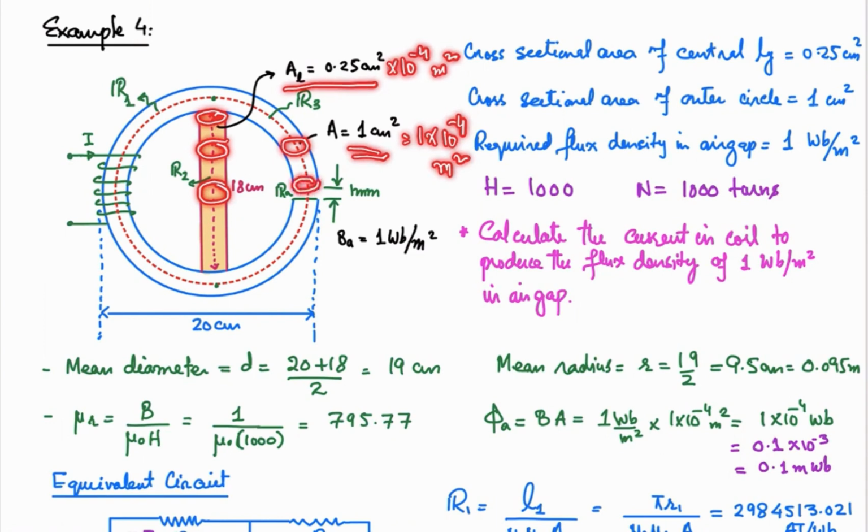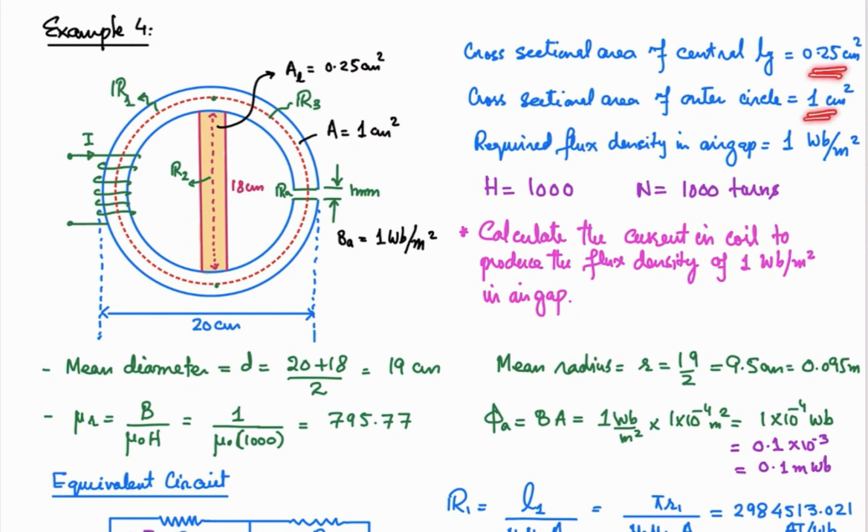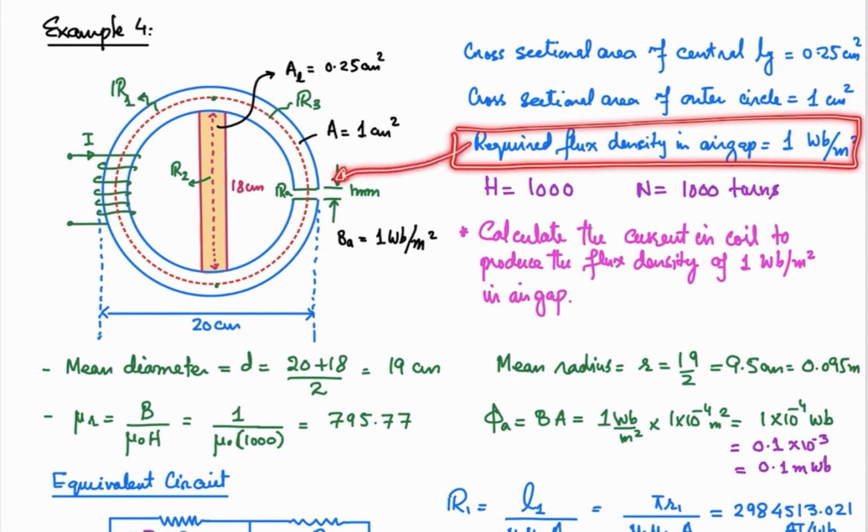And for this air gap, we will consider the cross sectional area of this core part, that is 1 centimeter square. And what we need to do, cross sectional areas are given to us. The required flux density in the air gap is 1 Weber per meter square. So this is what we require over here. We need to establish a certain flux over here. We know that this cross sectional area is 1 centimeter square, so we need a certain flux such that this flux density is established.